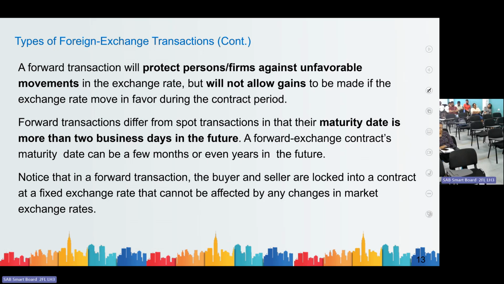Forward transactions differ from spot transactions in that the maturity date is more than 2 business days away. Notice that in the forward transaction, the buyer and seller are locked into a contract. Both parties have to stick to the contract at a fixed exchange rate. That fixed exchange rate will not change, whatever fluctuations happen in the exchange rate in future.